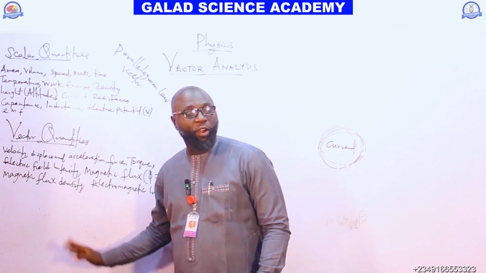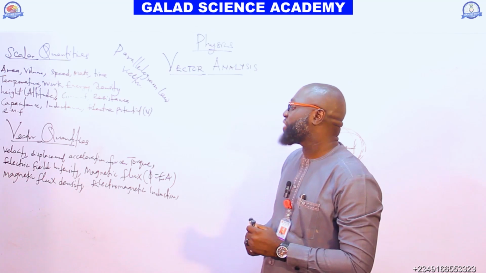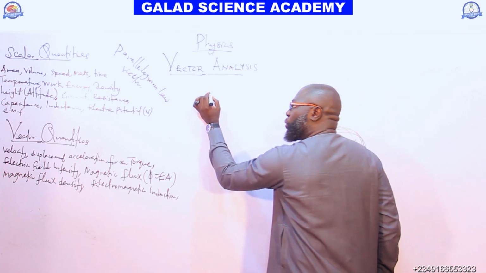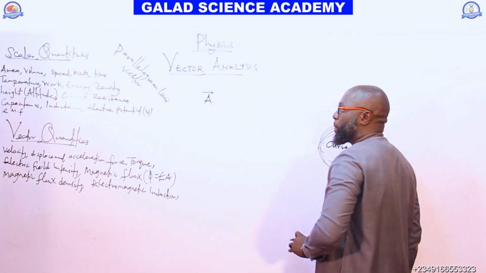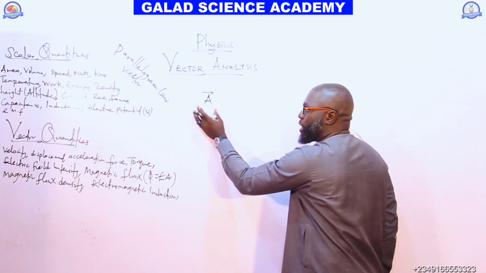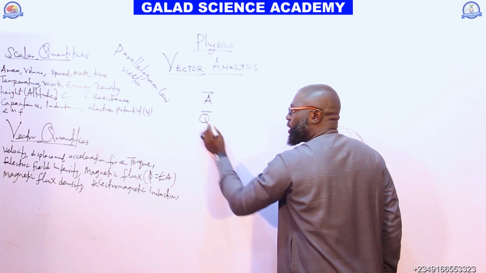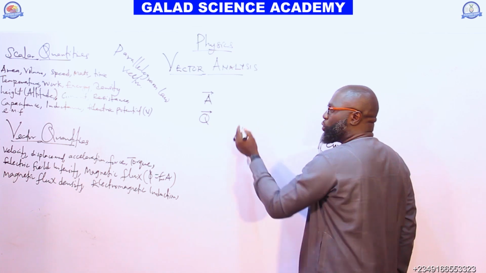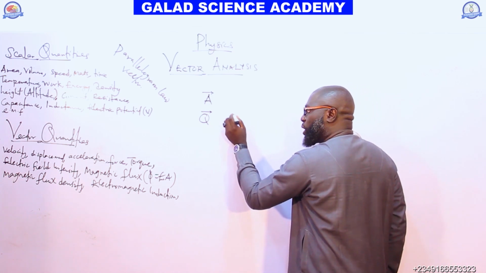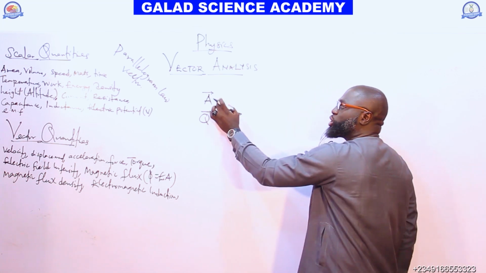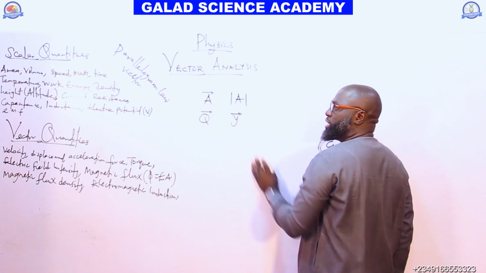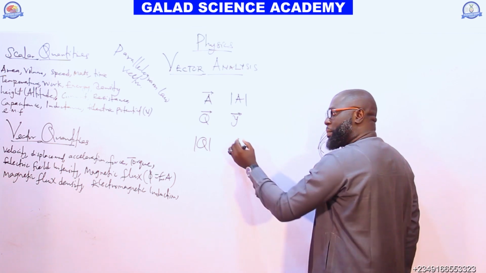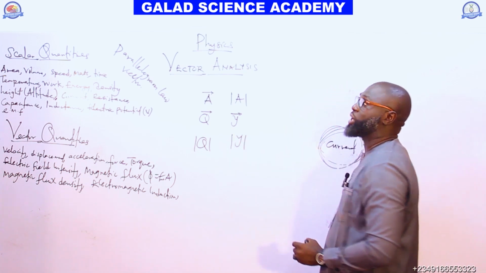Then representation of vector quantity. We can use an alphabet to represent a vector quantity like this, A, vector A with an arrow on top. This is vector A. If you want to write vector Q, you can write it like this, with a bar with an arrow. You can have a Y, vector Y, in this form. And the magnitude of A will be this. Magnitude of vector Q will be like this. Magnitude of vector Y will be like this.